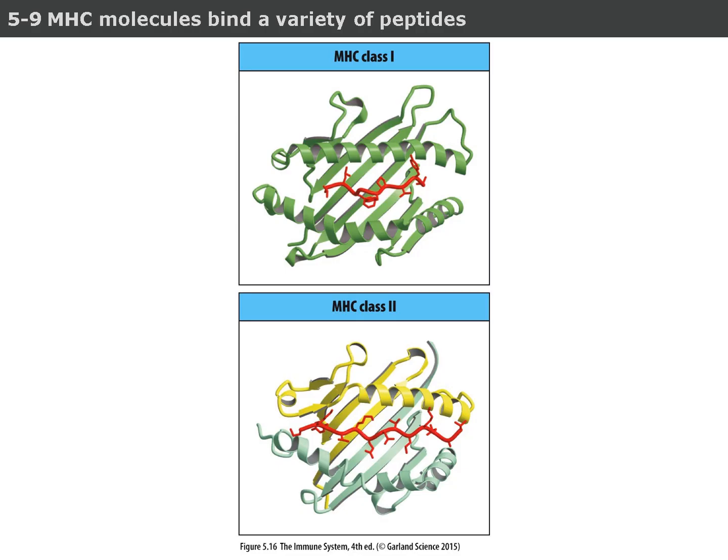This slide shows the three-dimensional structures of MHC Class I and Class II molecules, which play essential roles in antigen presentation. At the top, the MHC Class I molecule is displayed. It consists of a single alpha chain forming the peptide binding groove, shown here in green. The antigenic peptide, shown in red, sits tightly within this groove. The closed ends of the groove restrict the length of peptides that can bind.